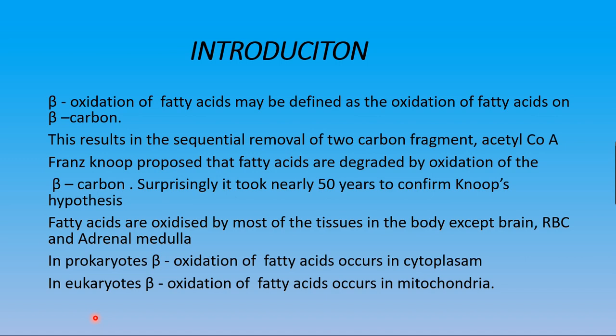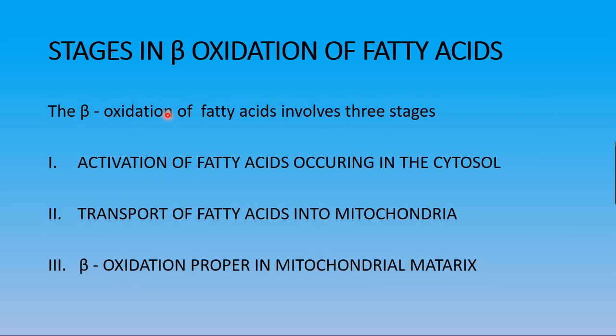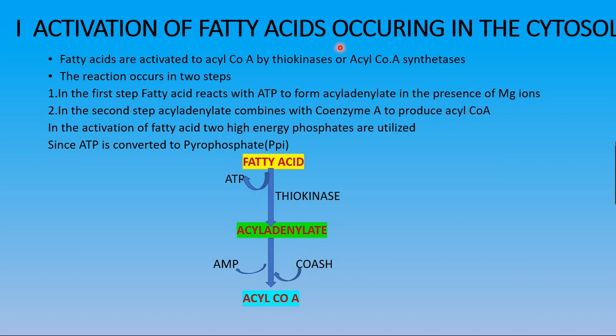Let's see the process or the stages that occur in beta oxidation of fatty acids. Coming to the stages, we have three stages. The first is activation of fatty acids occurring in the cytosol, then transport of fatty acids into mitochondria, and the third is the beta oxidation proper in the mitochondrial matrix. We are majorly discussing the eukaryotic organisms. Okay. Let's see the first stage, activation of fatty acids occurring in the cytosol.